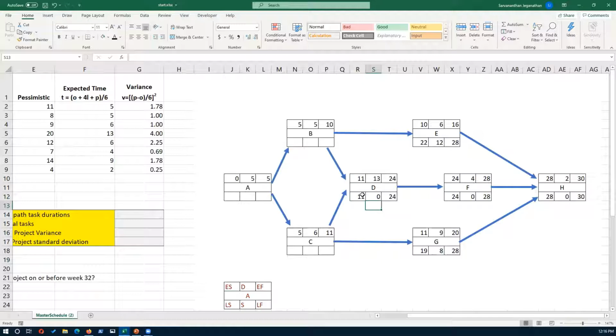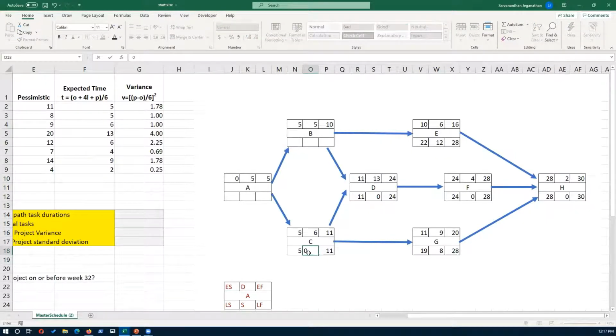And then now for this task C, this is a predecessor of D and G. So when you're working backwards, you select the minimum, right? Because you had to finish C on time so that this can start on time. So you had to put 11, not 19. So 11 minus 6 is 5.